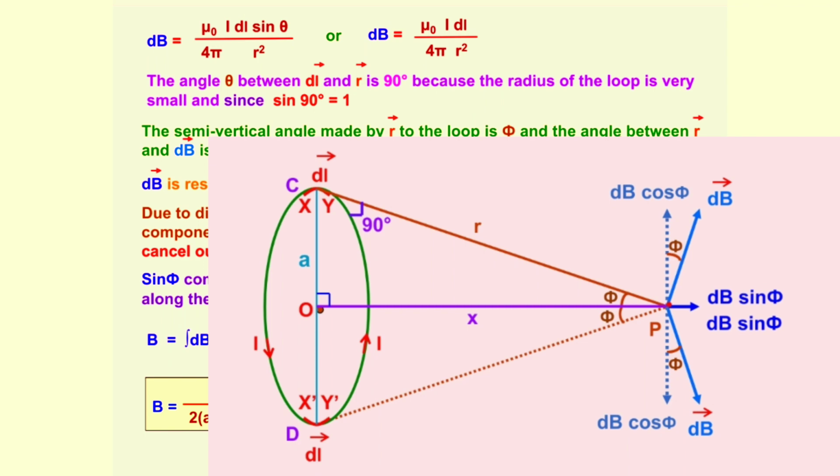Now the semi-vertical angle made by vector r to the loop is phi. As we can see on the figure again, the semi-vertical angle made by the vector r to the loop is phi, and the angle between r and dB is 90.